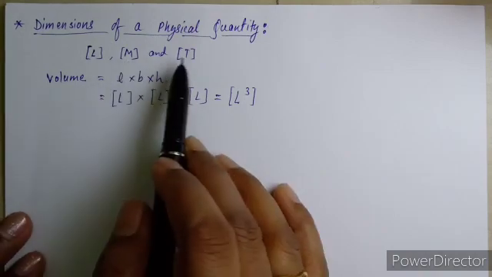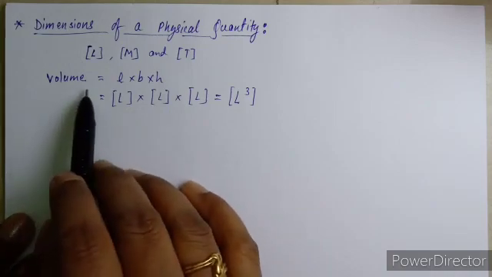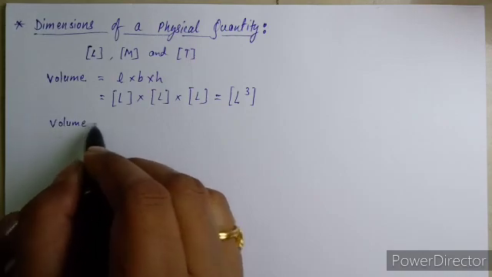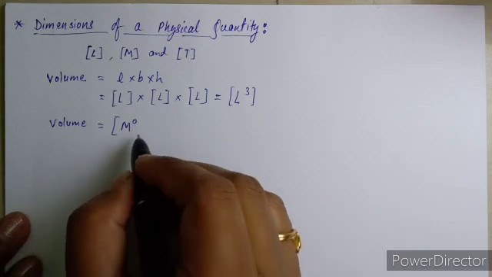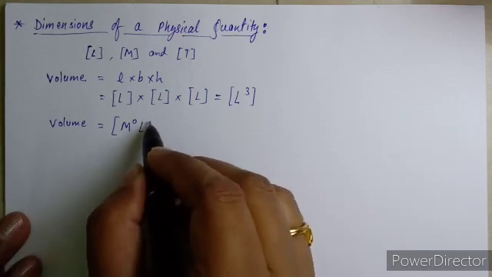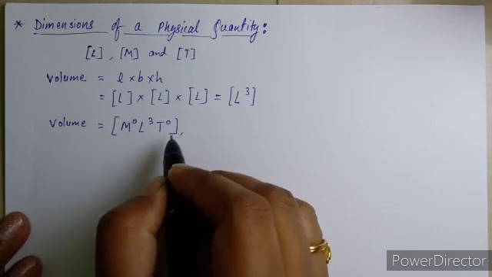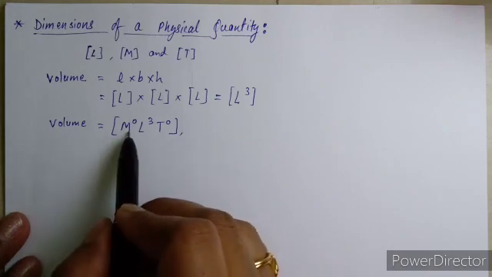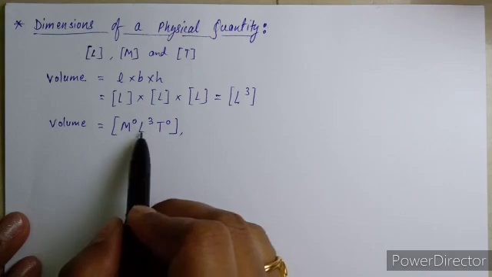As mass and time are not required in representing volume, we can write volume as mass, which is not required, length, which is raised to the power 3, and time not required. That means volume has 0 dimension in mass and 0 dimension in time. In addition, we have 3 dimensions in length.